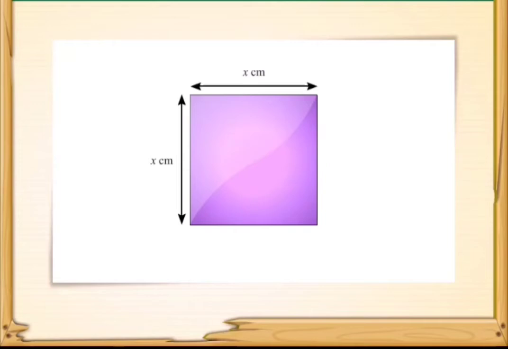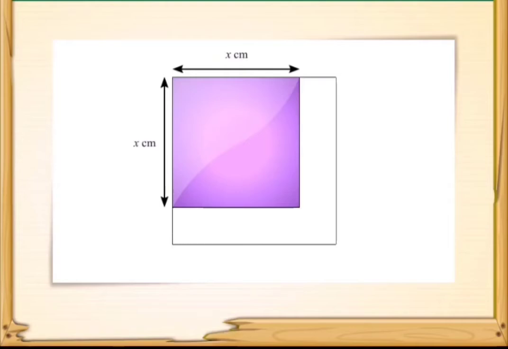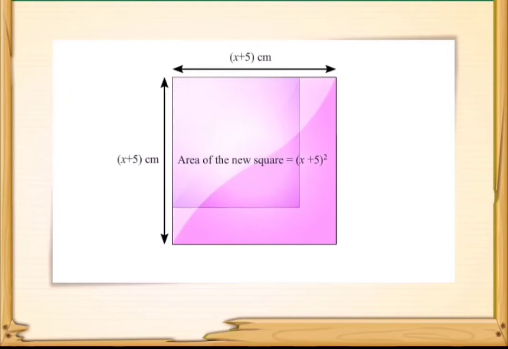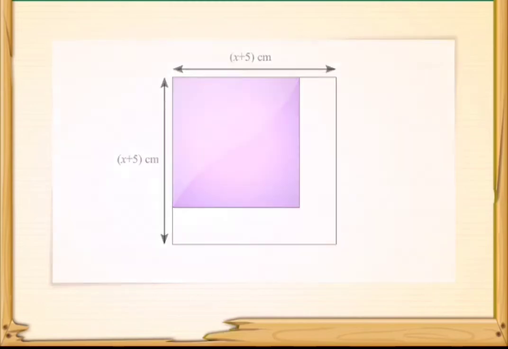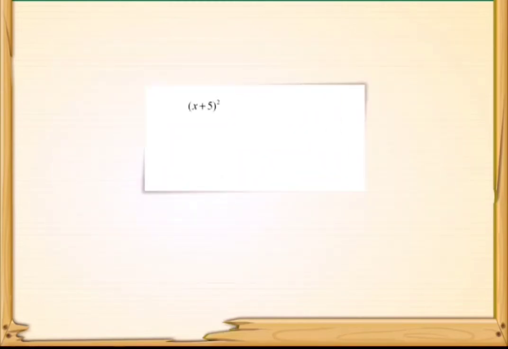Let us look at the square that we saw in the beginning. When the sides of a square are increased by 5 centimeters, the area of the new square is equal to (x plus 5) whole square. We simplified this expression by using the distributive law, which was a long method. Let us evaluate the expression by using the identity (a plus b) whole square. In the right-hand side of the identity, substitute a with x and b with 5.